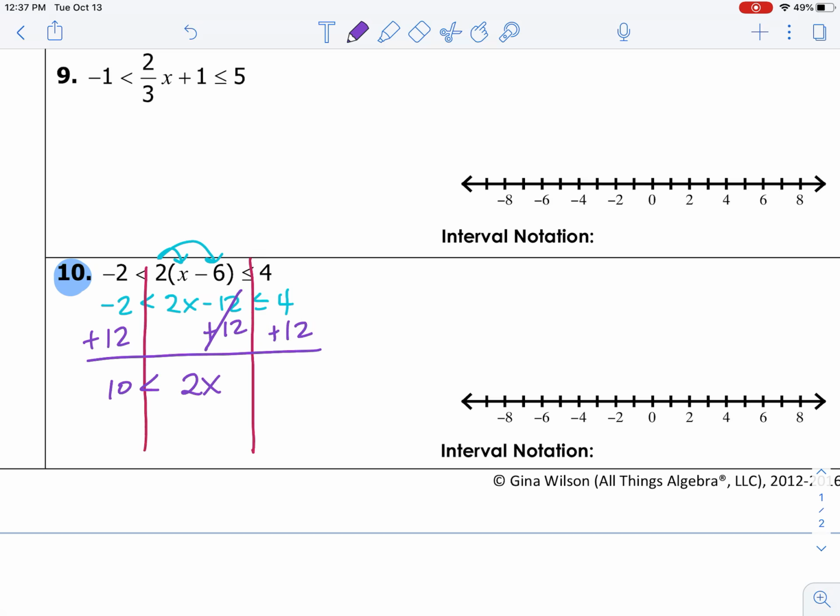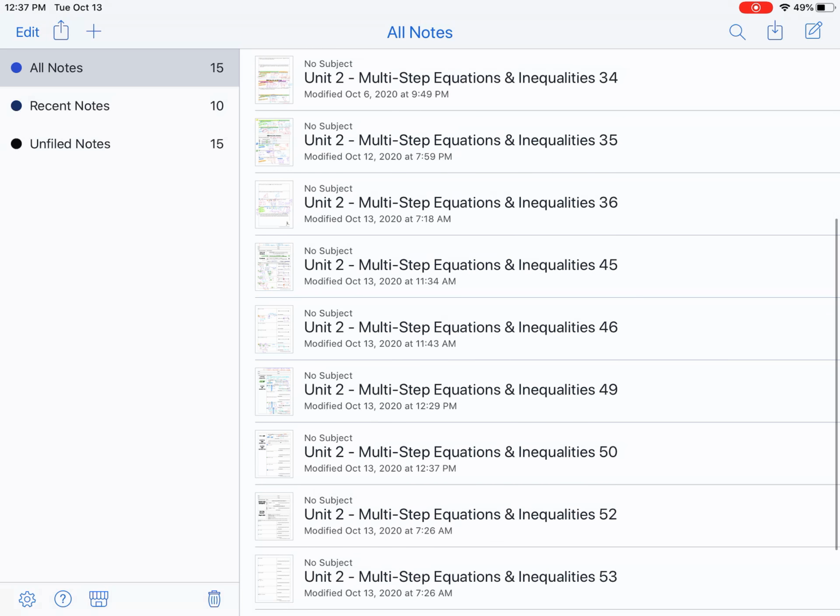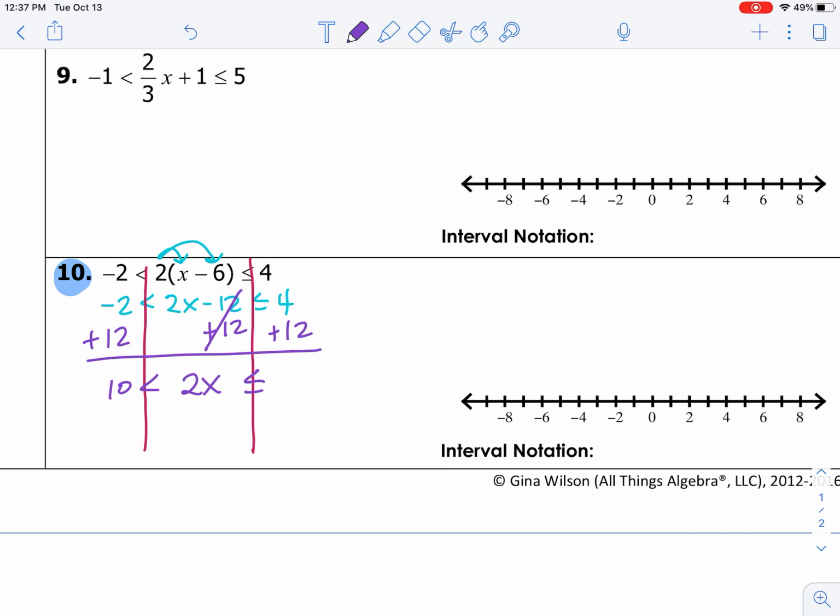Okay, -2 plus 12 is 10, less than 2x is all that's left in the middle, less than or equal to 4 plus 12 is 16. From here, we need to divide the middle by 2 in order to solve for x. So that means I need to divide the left by 2 and the right by 2. 10 divided by 2 is 5. Less than. These 2's cancel. All that's left is x. Less than or equal to. 16 divided by 2 is 8. So I have 5 less than x less than or equal to 8.